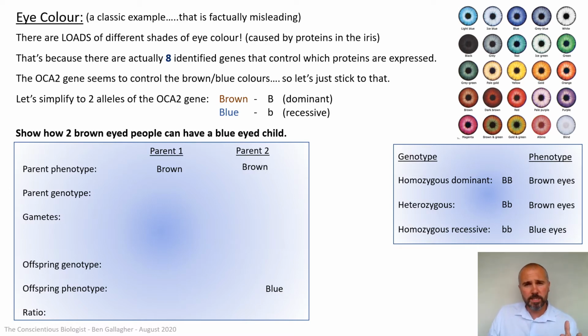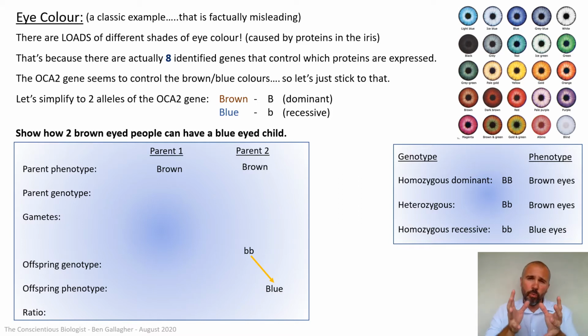Now, we can discern from that some key things using this information above me. We know that that blue-eyed child has to have the homozygous recessive phenotype, because that's the only one that gives it blue eyes. So we can fill that in. We know it's the little b genotype to give that phenotype.